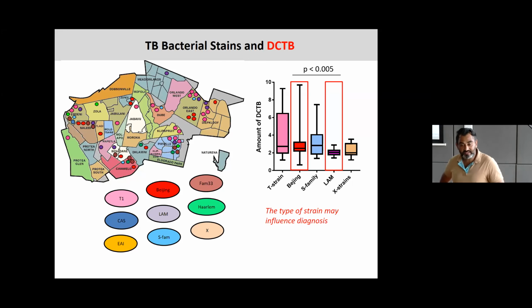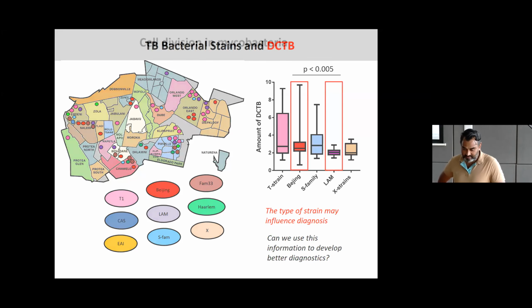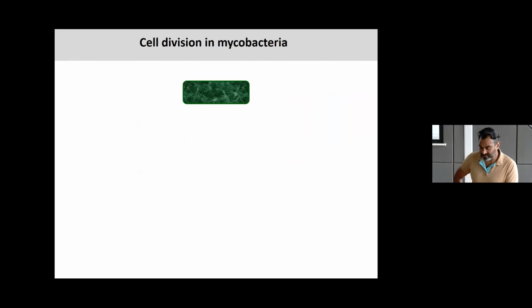Okay, thank you. So the type of strain can influence your ability to find DCTB. But can you use this information to develop better diagnostics? I'm going to bring you to the last part of the lecture where, in order for me to explain how we do this, I have to tell you how these TB bacteria divide. I know it's an overload of biology. This is my last bit, but it's really important for the final punchline.